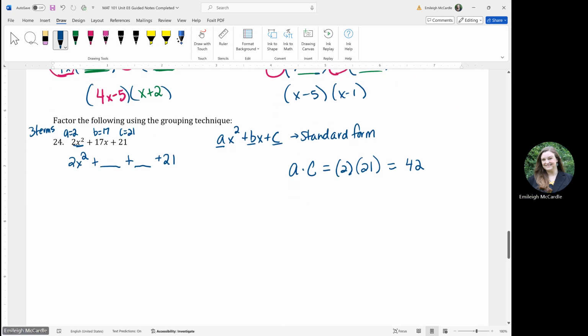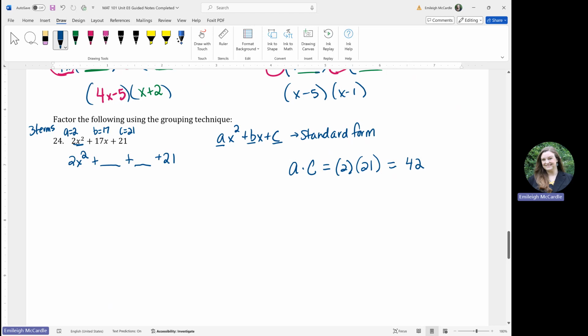All right. What we're asking ourselves is what multiplies to 42 and adds to B. So let's look and see what B is. B is 17. So we want to add to 17. So it multiplies to 42 and adds to 17.